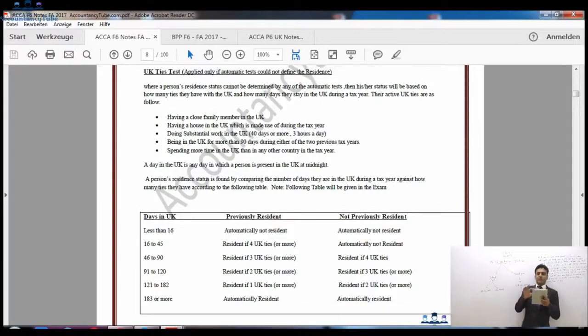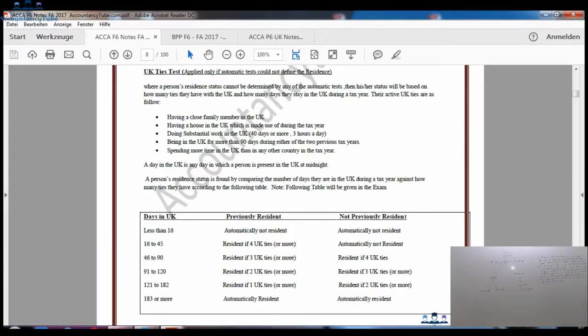Now, this table will be given to you in the exam. That is good news, so you do not have to memorize this table. However, what you need to memorize is the ties, the connections. So what are those ties which we are referring to again and again, that you need one tie, two ties, or four ties? What are those ties basically? Let's look at them now.